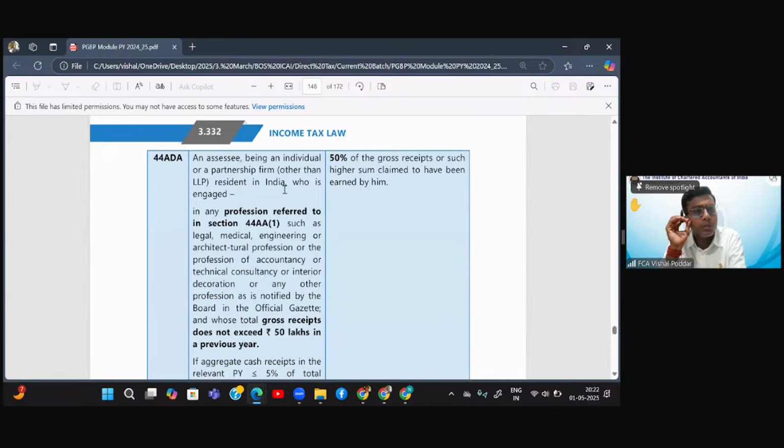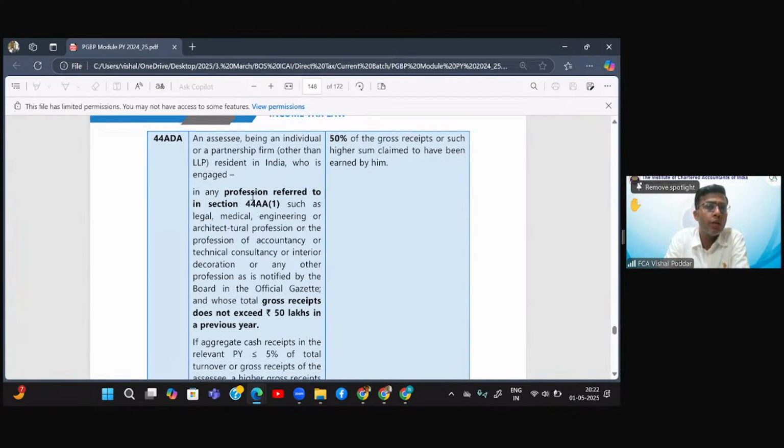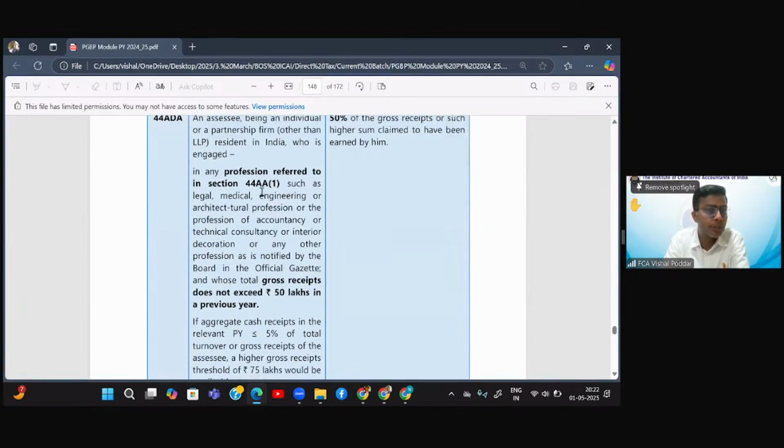Now, the second similar section is for professionals, where you are into a profession specified in 44AA. What are these professions? Lawyers, doctors, engineers, architects, chartered accountants, consultants, interior designers, and other professionals which cover company secretaries, etc. For them, there is again an estimated or presumptive section. This is applicable provided their turnover or receipts do not exceed 50 lakhs.